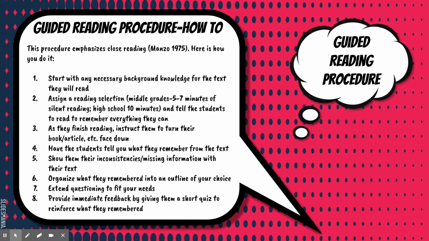Then organize what they remembered into an outline of your choice. And I know that's very vague, but maybe you can say, what were the important ideas in the assigned reading? Can we organize it by whether you were actually able to catch the main ideas of it? Maybe you can organize it by what came first, like chronologically. Did they remember the chronological order of it? The reason it's open-ended is because it's more about what they ended up remembering and how you can organize it. And then extend that questioning to fit your needs.